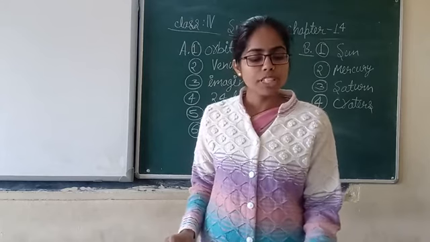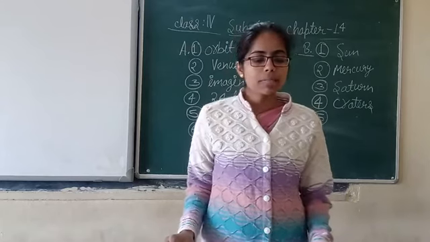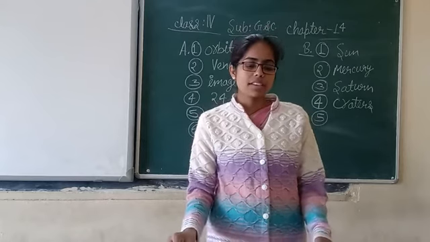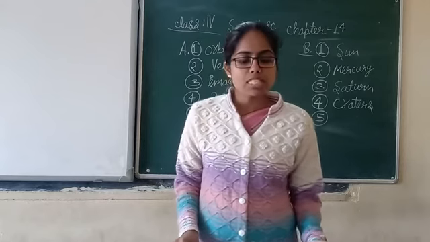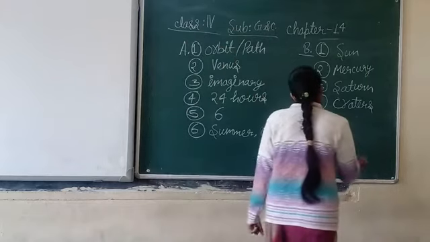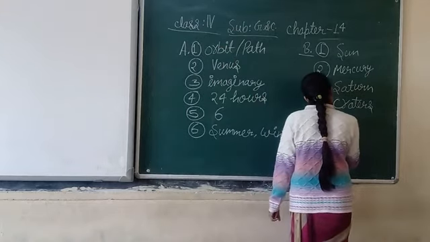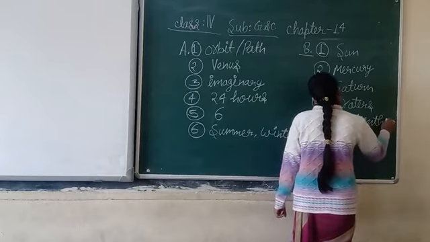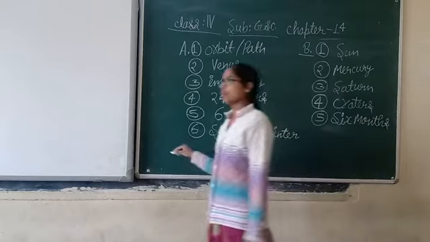Now question number 5. Its hemisphere of the Earth remains near the Sun for about dash. First option 6 months, 4 months and 8 months. First option is correct. 6 months is the correct answer. This is about the exercise 2.